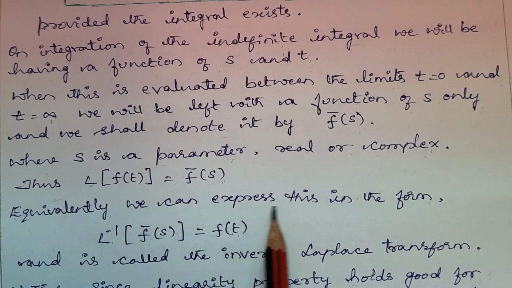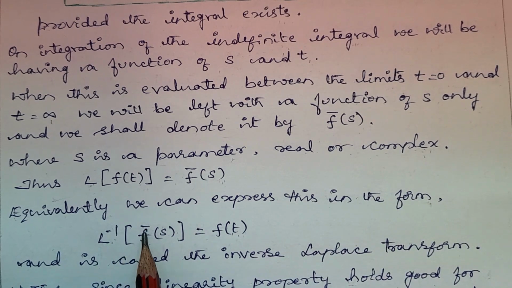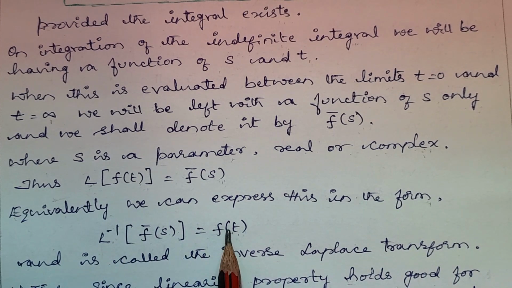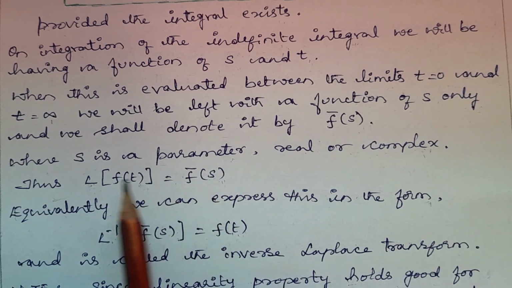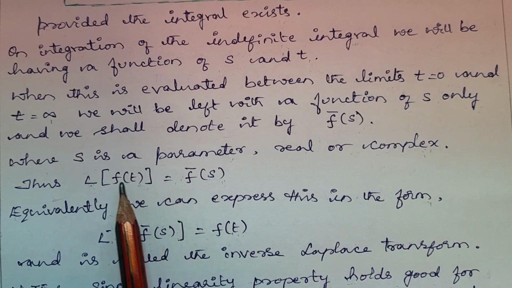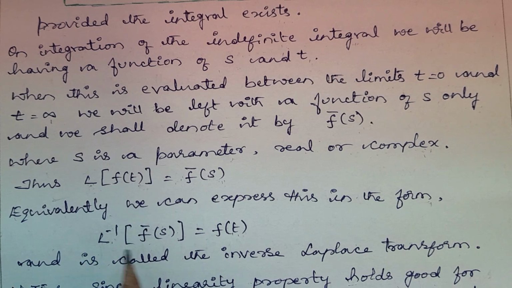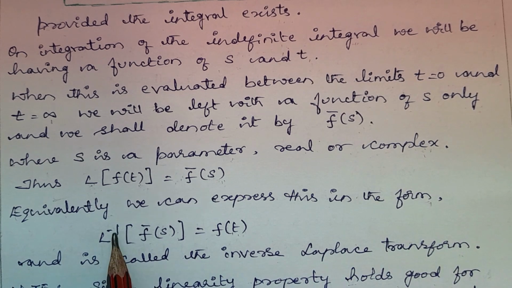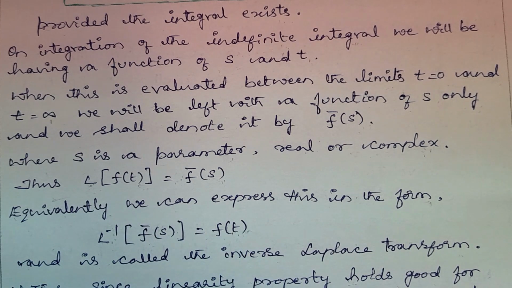Equivalently, we can express this in the form L inverse of f bar of s equal to f of t. Here, Laplace transform of f of t equal to f bar of s. This L is shifted to the right side, so we get L inverse. And this L inverse, we call the inverse Laplace transform. Inverse Laplace transform of f bar of s equal to f of t.